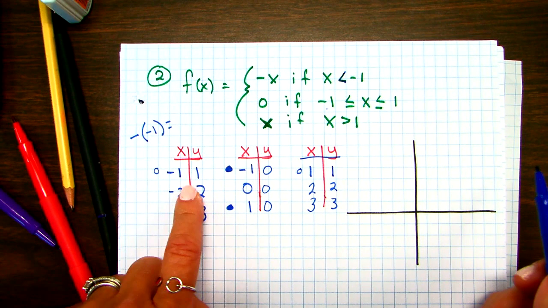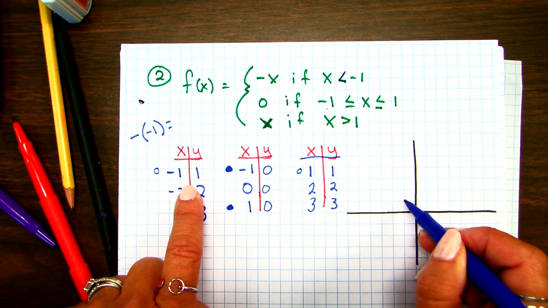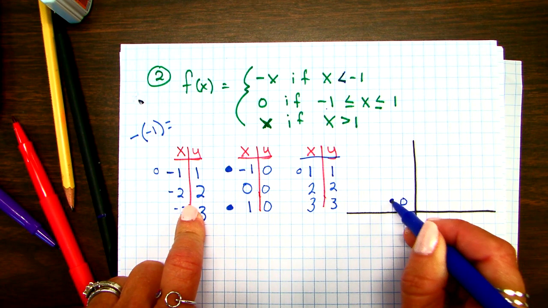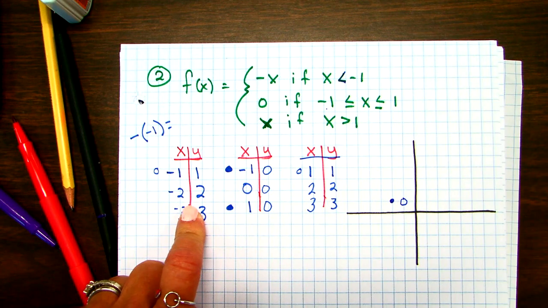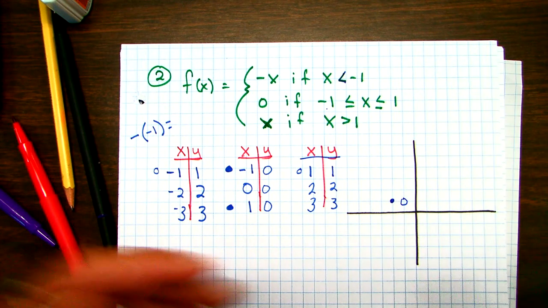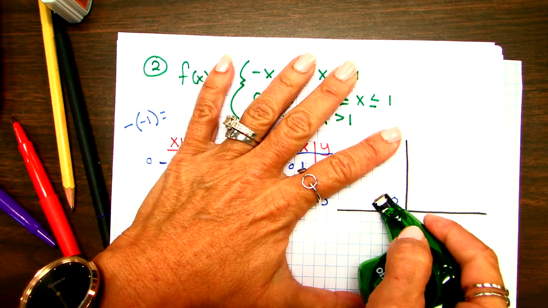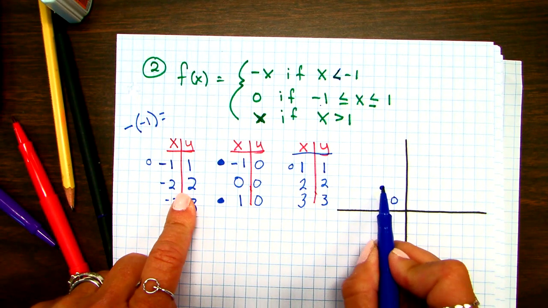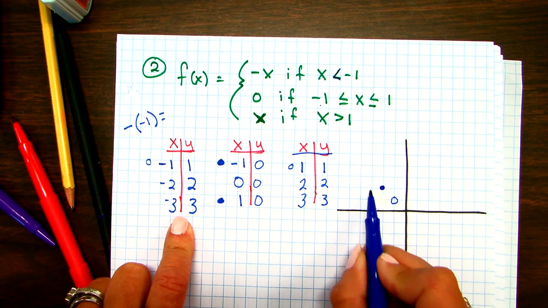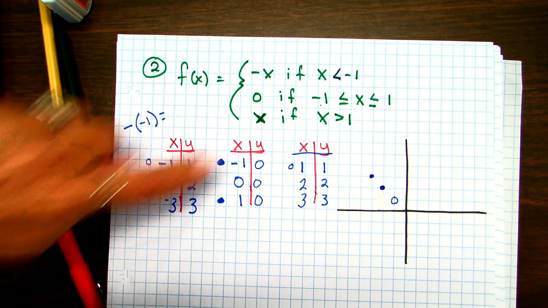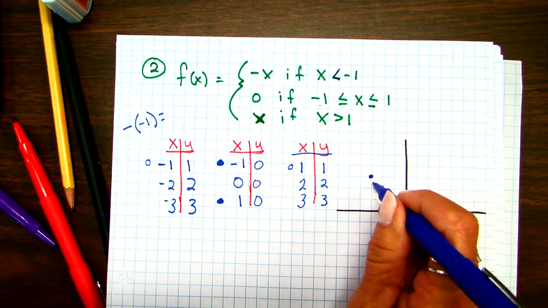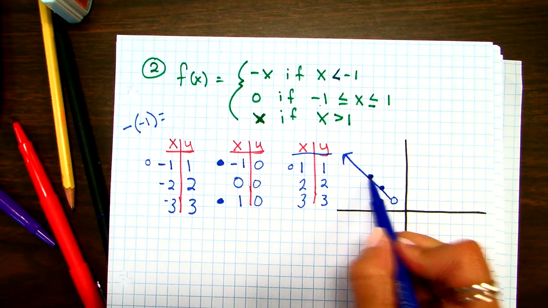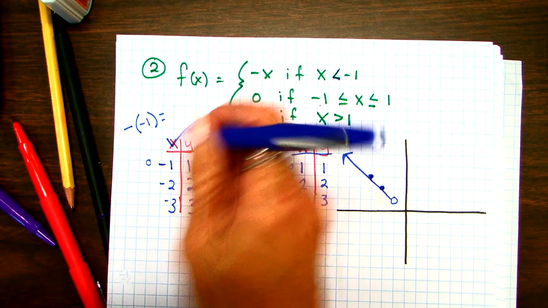Okay, graphing, -1, 1, -2, 2. Oops. Don't graph that. -2, 2. -3, 3. And so on. It keeps going to the left forever, right? Less than -1. It goes on and on and on. So that was that one.